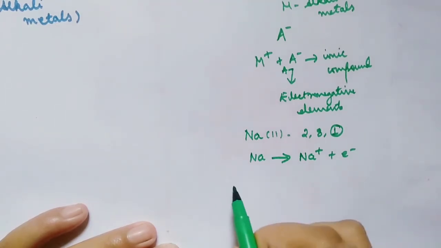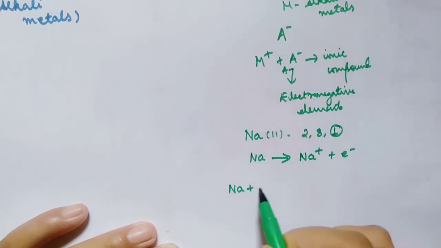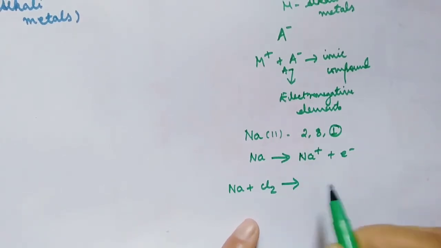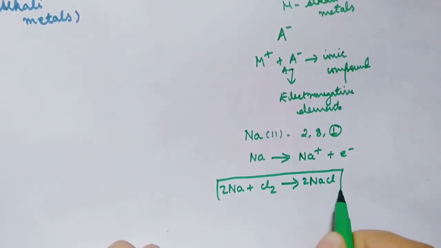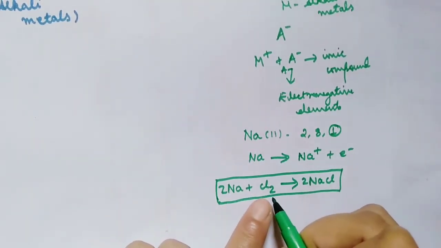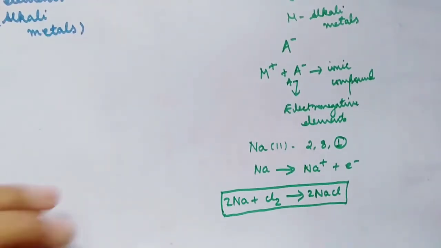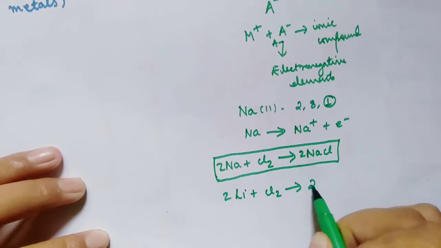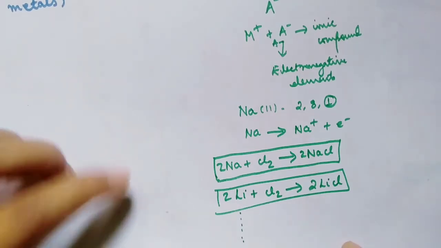and then this electron can be transferred to an electronegative element, say Cl, to give an ionic compound, sodium chloride. In this way, an ionic compound is formed when sodium reacts with an electronegative element, chlorine. So this is how the alkali metals form ionic compounds. Similarly, lithium with Cl2, we have lithium chloride, and so on for the other elements.